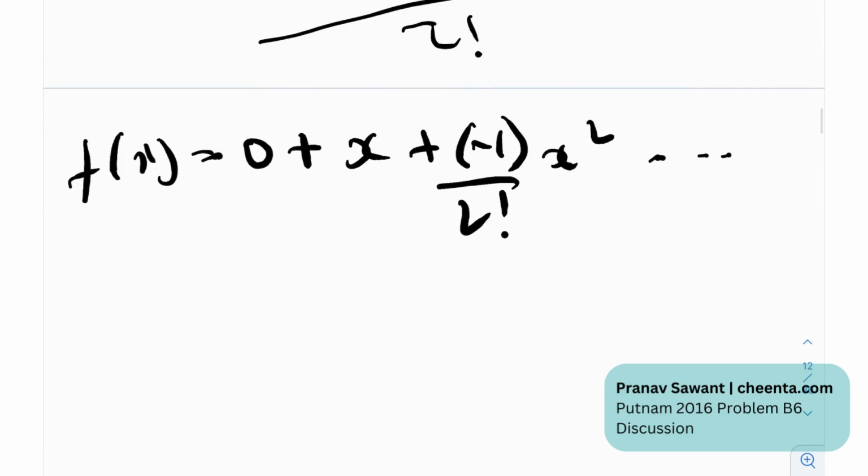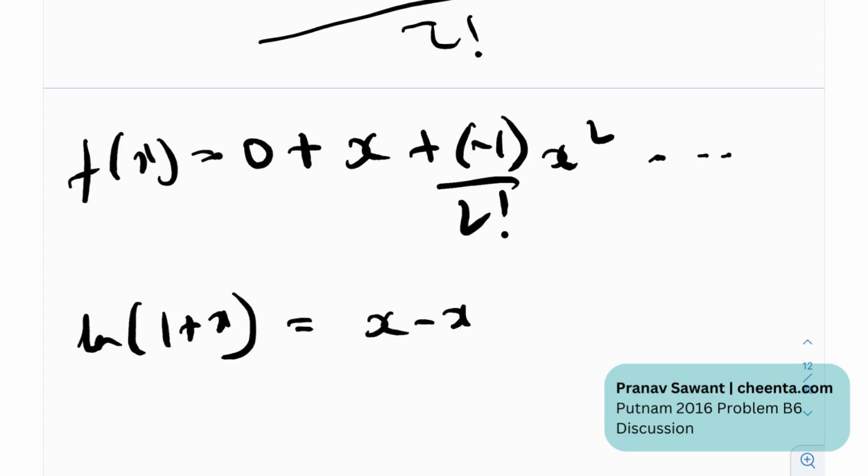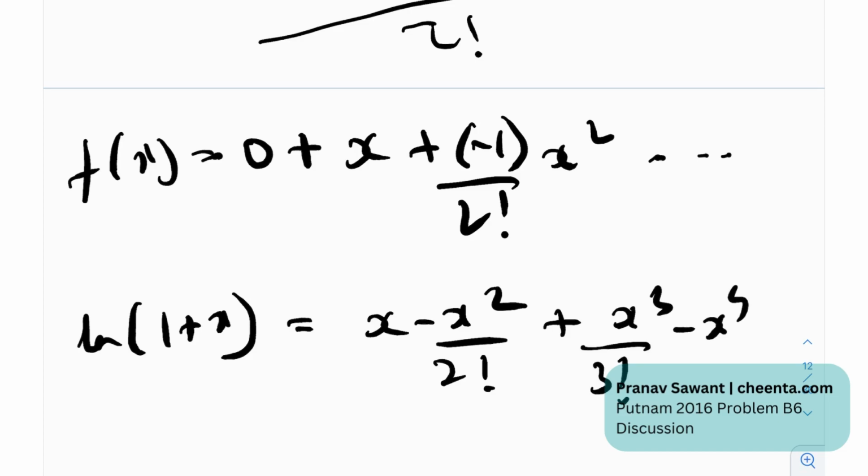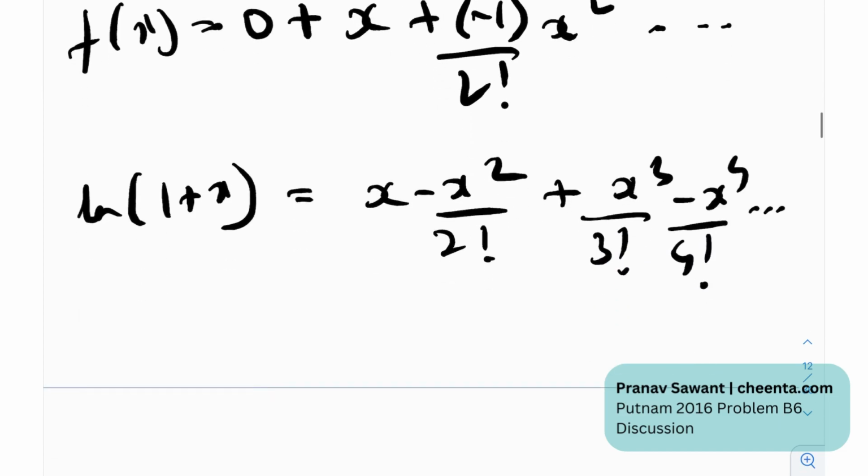So f of x, what was this? ln(1 plus x). So indeed, we get the fact that ln(1 plus x) is nothing but x minus x squared by 2 factorial, and this just goes on and on. You will get the third term as x cubed by 3 factorial, you will get the fourth term as negative x to the 4 by 4 factorial, and so on and so forth. It's kind of like a repeating sequence: positive, negative, x squared, x cubed, x to the 4, 1 factorial, 2 factorial, 3 factorial, 4 factorial. This is essentially the polynomial expression for ln(1 plus x).